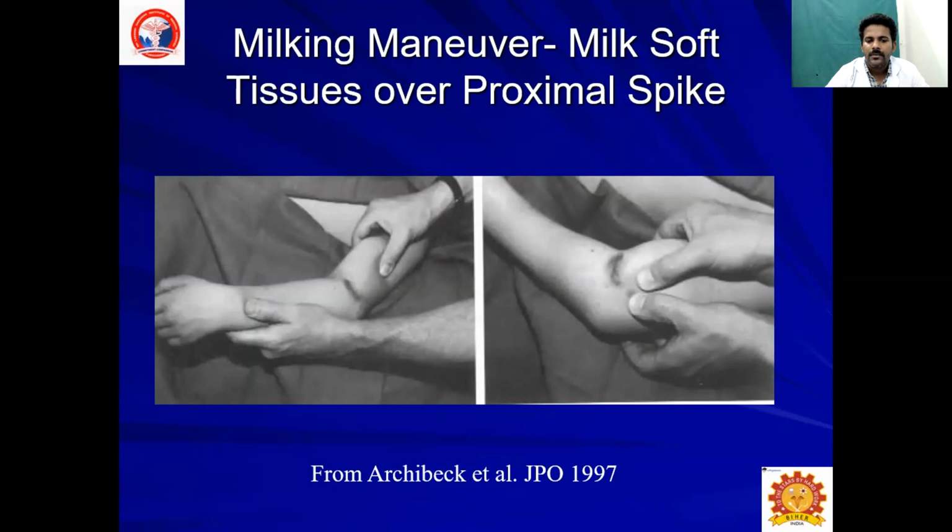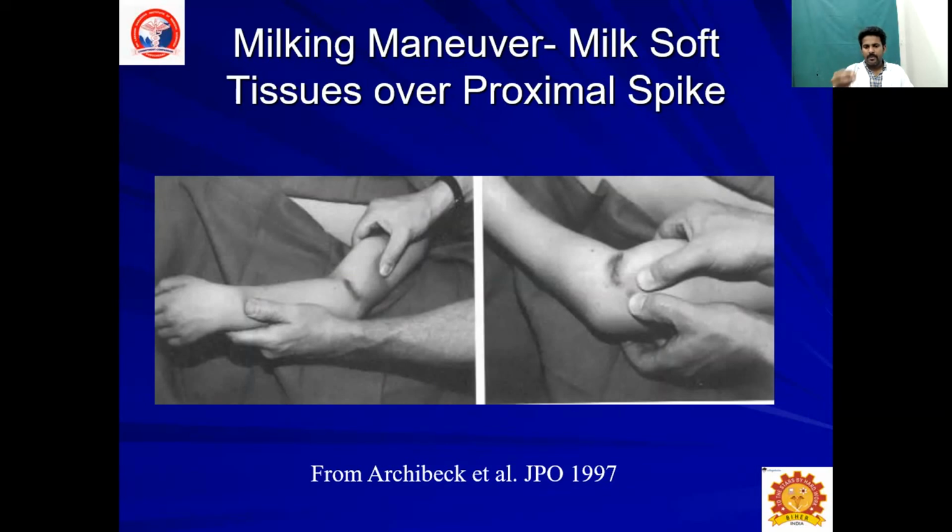Milking maneuver. Milk soft tissue over the proximal spike. You must always milk from the proximal to the distal so that you align the proximal fragment towards the distal fragment. Milking should be done gently to avoid injuring the underlying soft tissue, mainly because we are dealing with an elbow fracture.